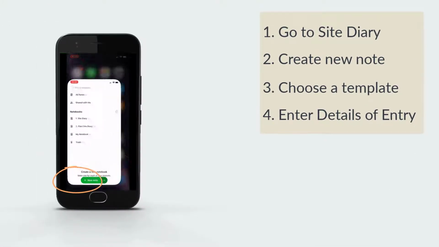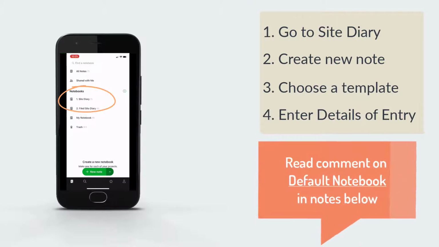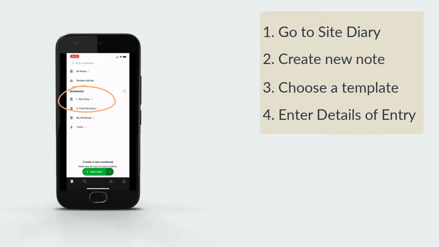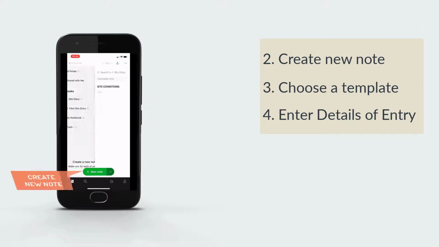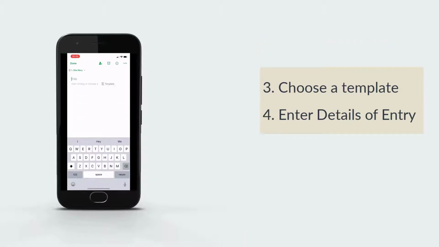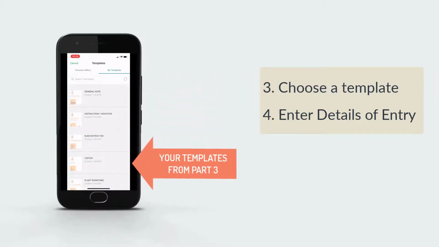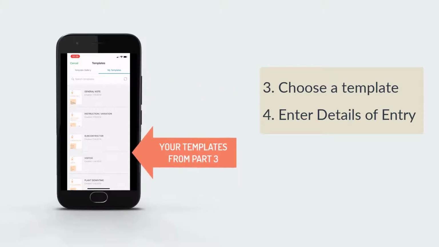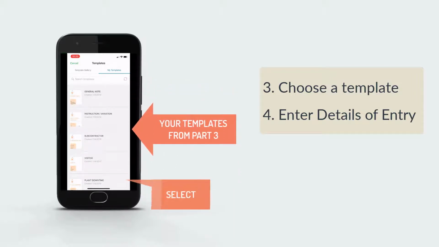Open the Evernote app and find your notebook Site Diary. If you prefixed it with a 1, as I suggested in part 3, you'll find it at the top. Create a new note in your site diary with the green plus button at the base of the screen. When the new note appears, you'll see an option to select a template. The templates you added to your account in part 3 will now appear. In this case, we want to record plant downtime.